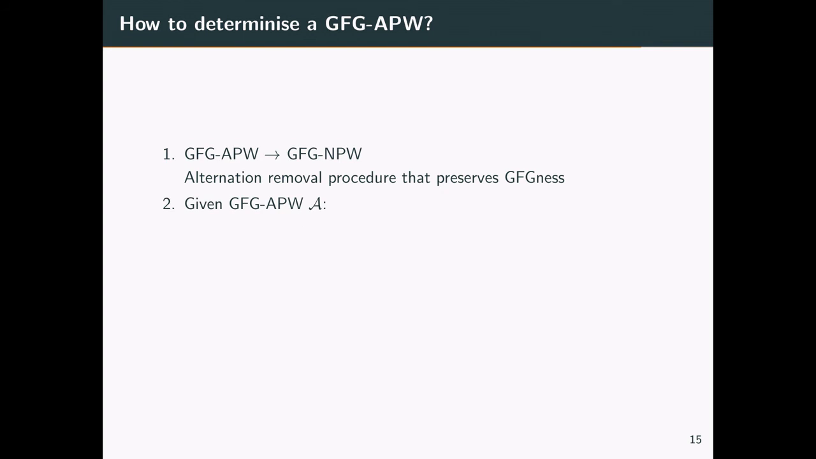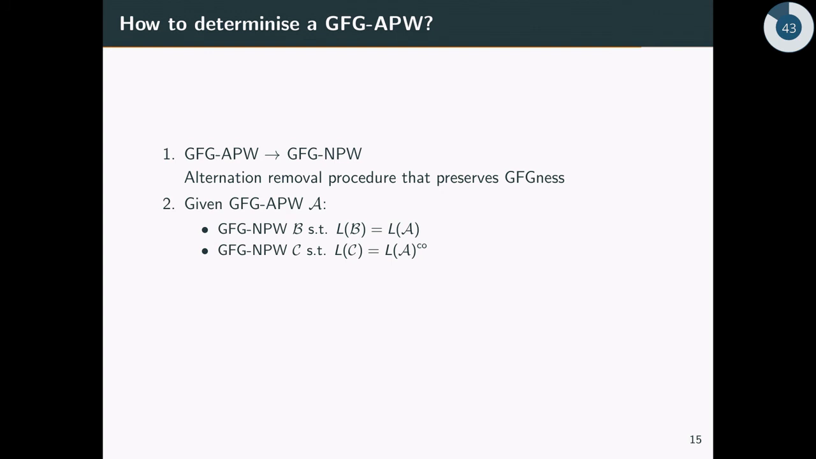Then, once we have such an alternation removal procedure, we can use it on both an alternating parity automaton A and its dual and obtain the following two automata. First, we can remove the alternations from A and obtain an equivalent non-deterministic parity automaton. We can also complement A, which is very easy in alternating automata, and if it is good for games, then the complement will also be good for games.